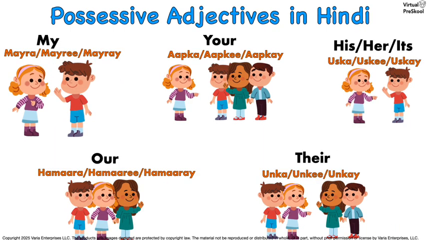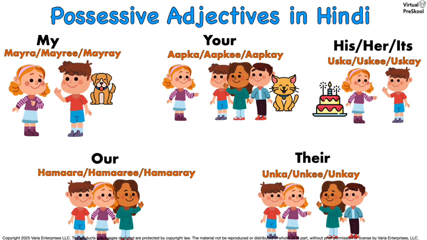These are the possessive adjectives in Hindi. Just like in English, they also come before a noun to indicate ownership or possession. And these are words I've taught you as well. You know how to use all of these also. Mera kutta, aapki billi, uska cake, hamara ghar, unki mummy. So these are possessive adjectives in Hindi.